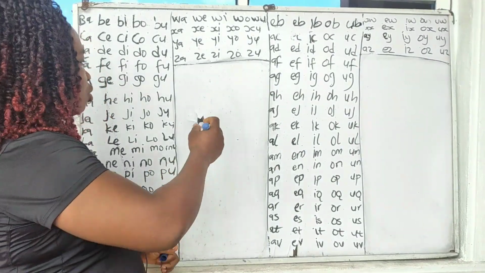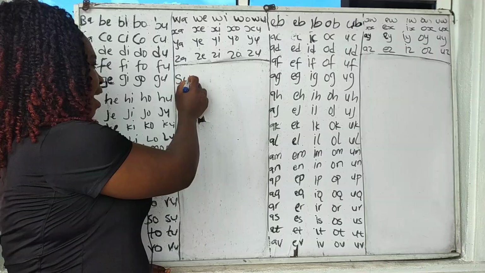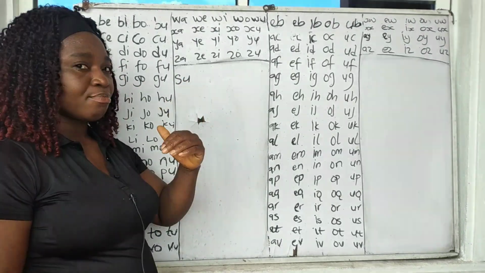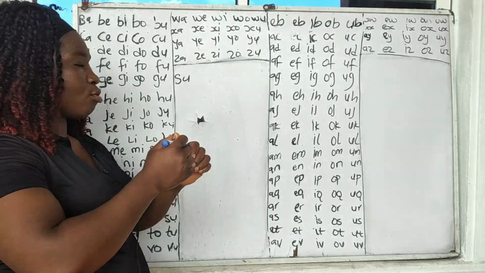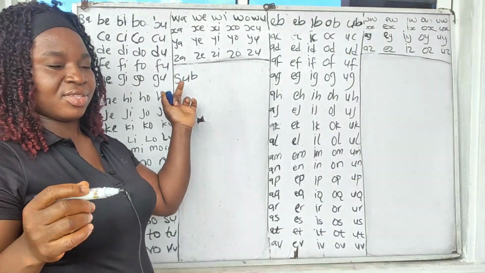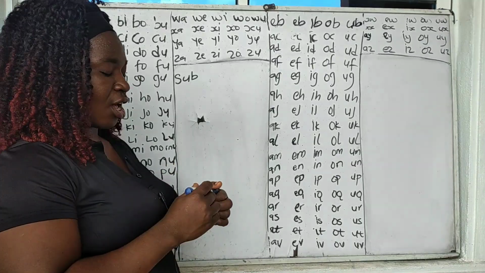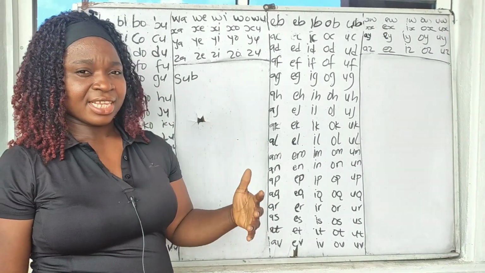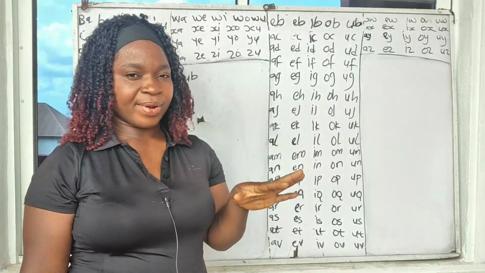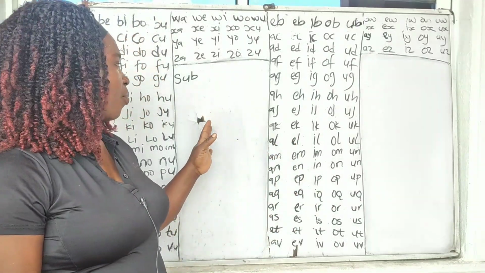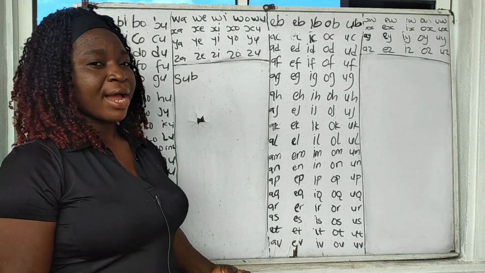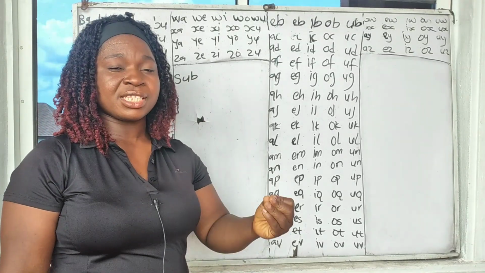Sub. Okay, so I write my su, which I have. Now, for me to get sub, I need to add the b. That will give me sub. So b, and this is b. So I have sub. This sub can go for subject, it can go for subtraction, it can go for subdue, and other words. Okay, so we have our sub, but the word we are trying to spell is not yet complete. So I am trying to spell out subsequently.